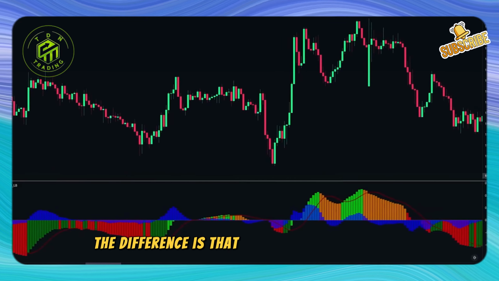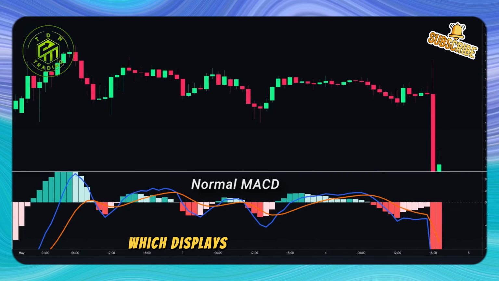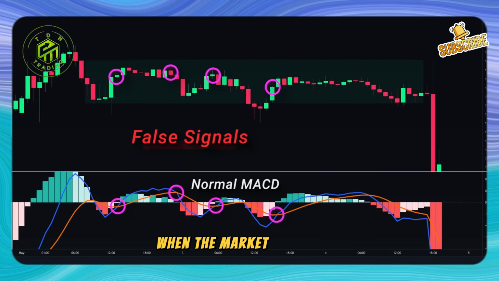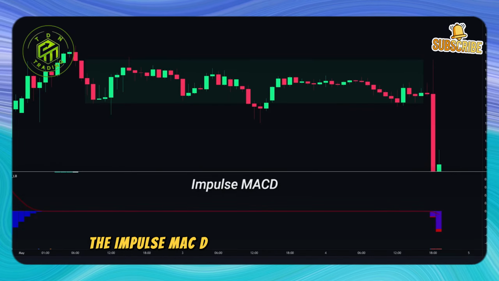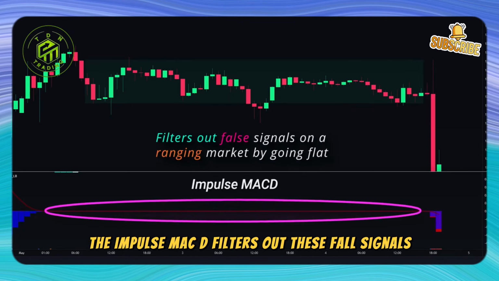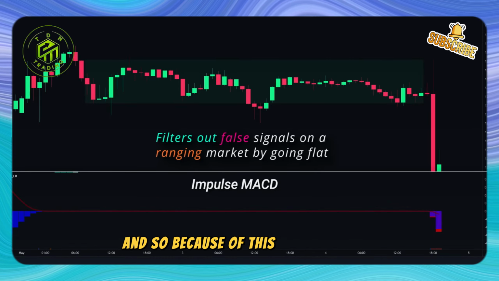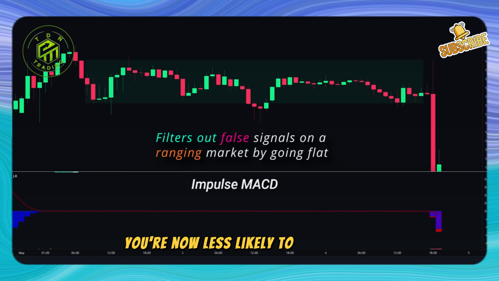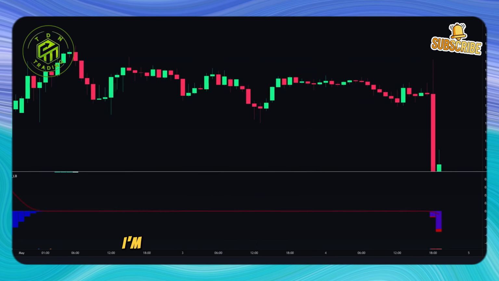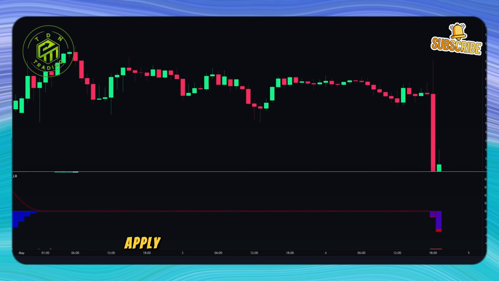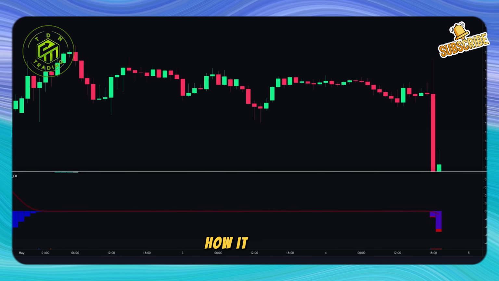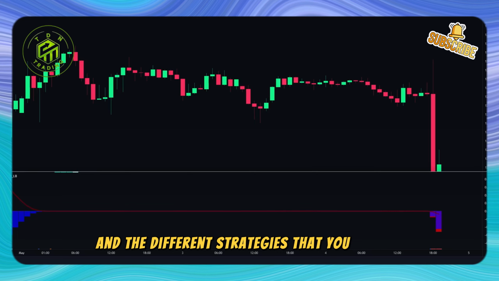The difference is that, unlike the normal MACD which displays multiple false signals when the market is ranging, the Impulse MACD filters out these false signals and goes completely flat, as you can see here. And so, because of this unique feature, you are now less likely to get trapped by these false signals. I'm going to show you exactly how to apply this indicator onto a chart, how it works, and the different strategies that you can use.